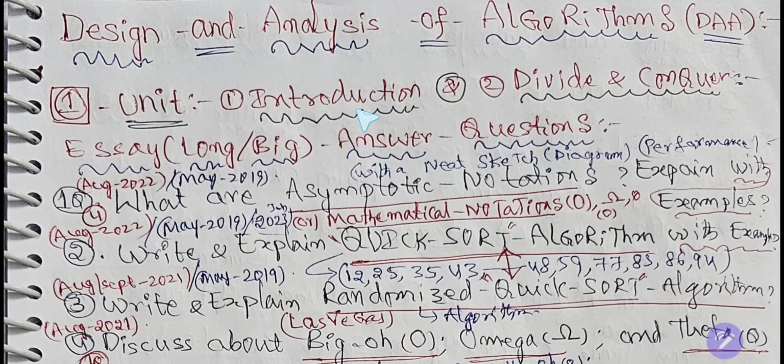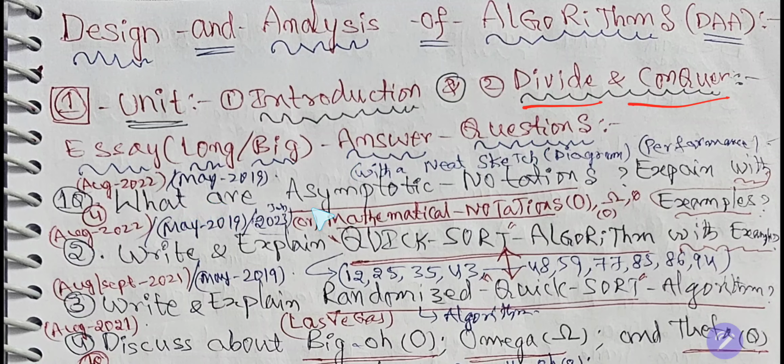First unit, first chapter is Introduction of Design and Analysis of Algorithms. Second chapter title is Divide and Conquer. See here, divide and conquer. This is one of the techniques or methods to design algorithms. Essay and long answer questions we will start.